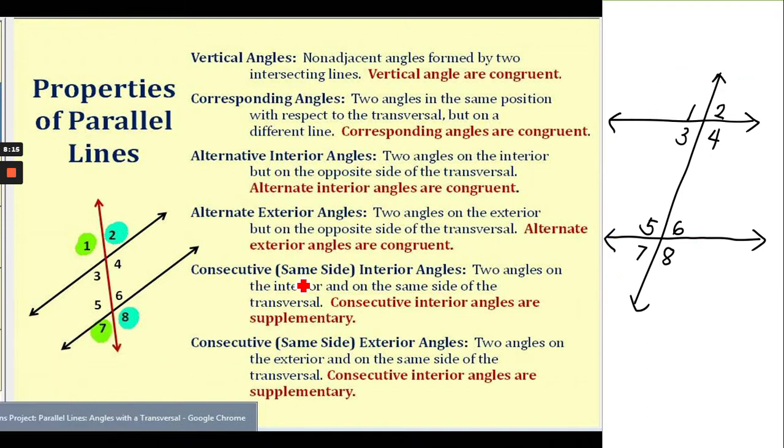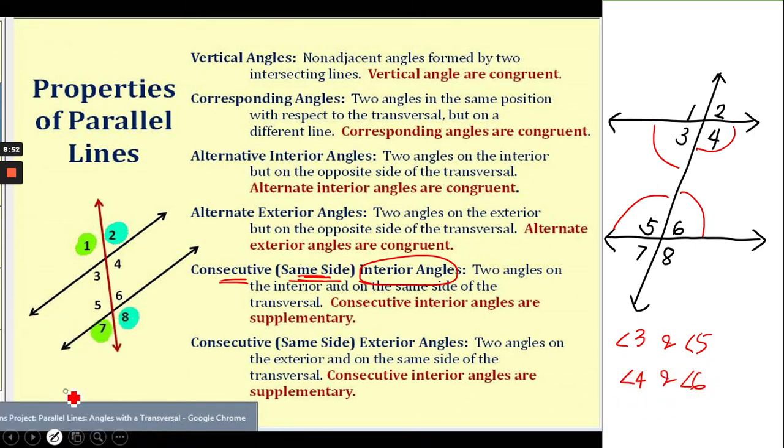Next, consecutive interior angles. Okay, consecutive, same side. They should be on the same side and they should both be at the interior. So the angles at the interior are 3, 4, 5, and 6. When you say consecutive, they should be on the same side. So 3 and 5, 4 and 6. Okay, so these are the pairs of angles. So angle 3 and angle 5, angle 4 and angle 6.